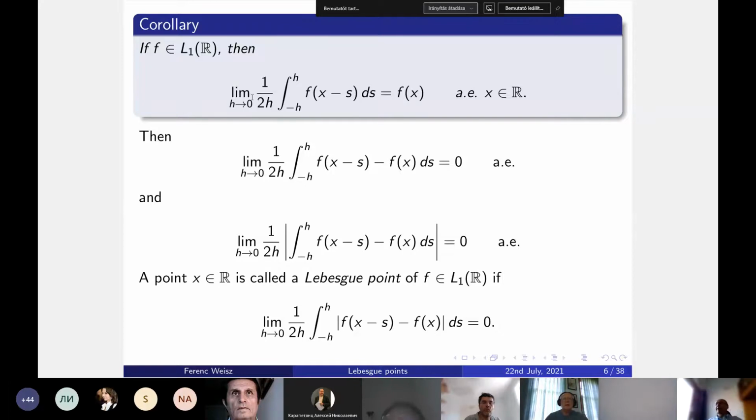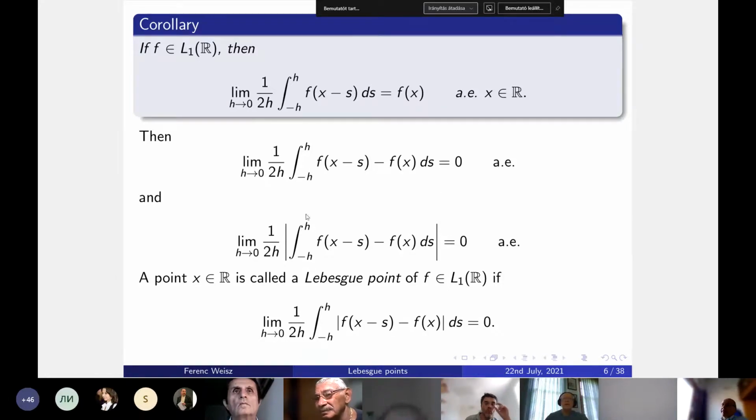The limit as h tends to infinity of this integral is almost everywhere equal to f. We can also say that the derivative of the integral of f is almost everywhere f. This theorem is also due to Lebesgue. Here we can take f of x to the other side. Then this limit is also equal to 0 almost everywhere.